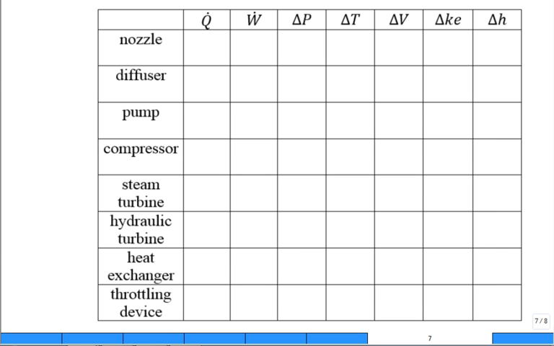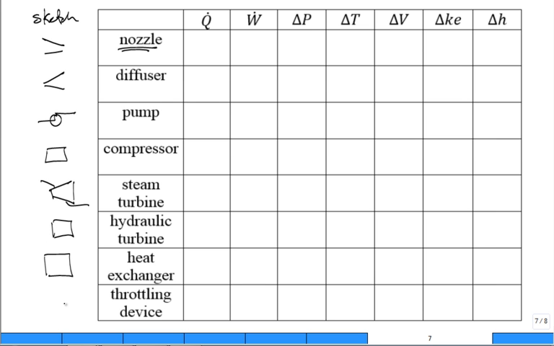Last, I have just 3 minutes. Take a table like this and fill it out in your mind. Say to yourself, for the typical nozzle, what does it look like, maybe a sketch? Does a nozzle look like that? Sure. What's a diffuser look like? Something opening up. What's a pump look like? Something like that. What's a compressor look like? Well, put a box there. What's a steam turbine look like? It expands, comes in, goes out. What's a hydraulic turbine look like? Yeah, put a box. How about a heat exchanger? Put a box. Throttling device? Put something like that.